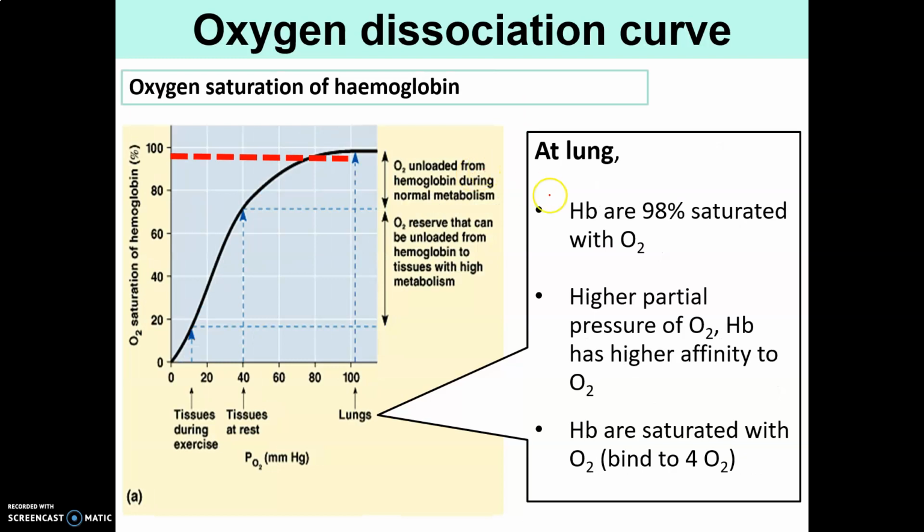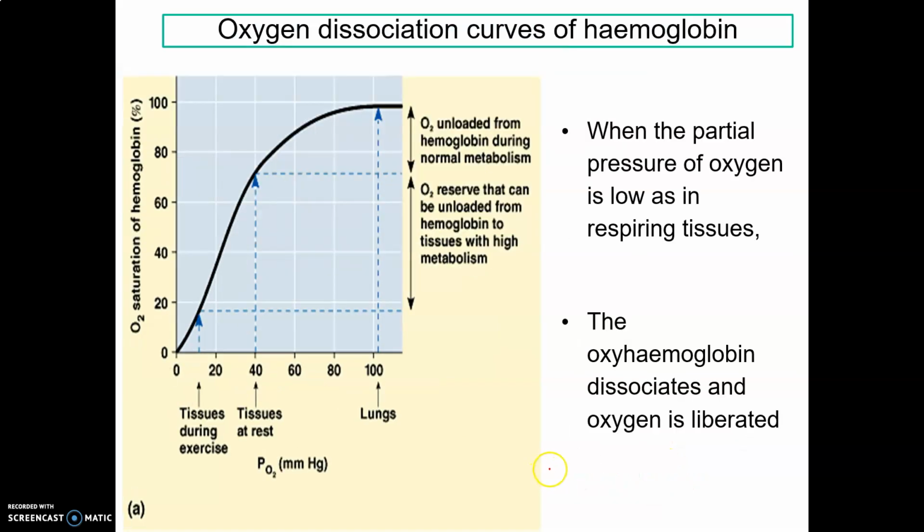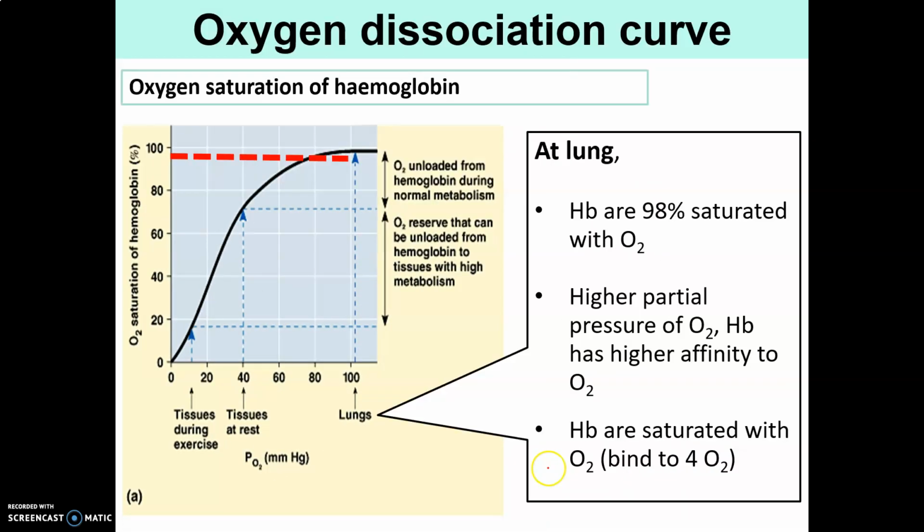Okay, at lung, inilah dia punya explanation. Hemoglobin are 98% saturated with oxygen. Kenapa? Because of higher partial pressure of oxygen in lung, HB has higher affinity kepada oxygen. Means that oxygen akan bind dengan hemoglobin lagi banyak. Dan HB are saturated with oxygen, bind to oxygen to form oxyhemoglobin. Okay, to form oxyhemoglobin. HbO2. Okay.